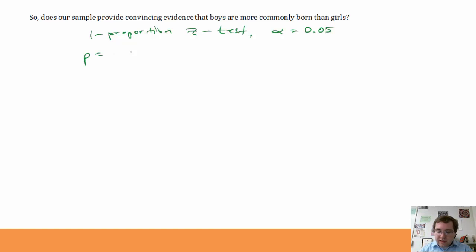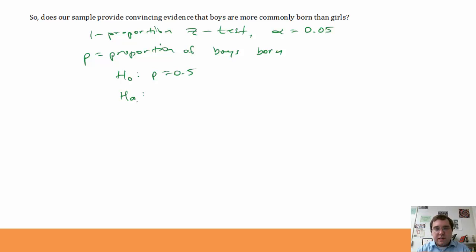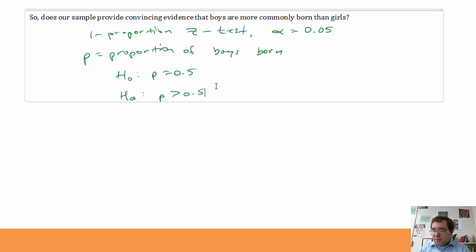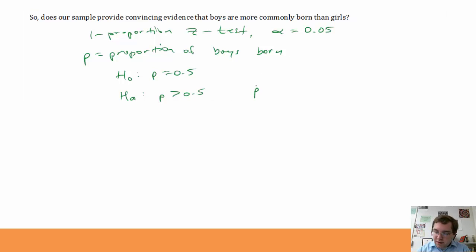So we've said that P is the proportion of boys born. Our null hypothesis, H naught, is that P is equal to 0.5. Our alternative hypothesis, which is the hypothesis suggested by the sample we took, is that P is actually greater than 0.5, because in our sample, our P hat was 0.517. We need to check 3 conditions to make sure that we are actually able to run this test.